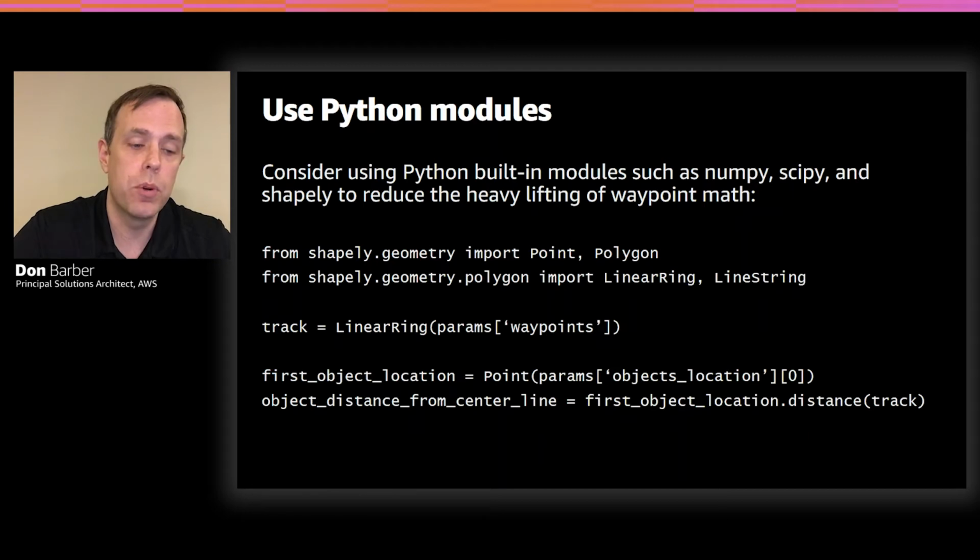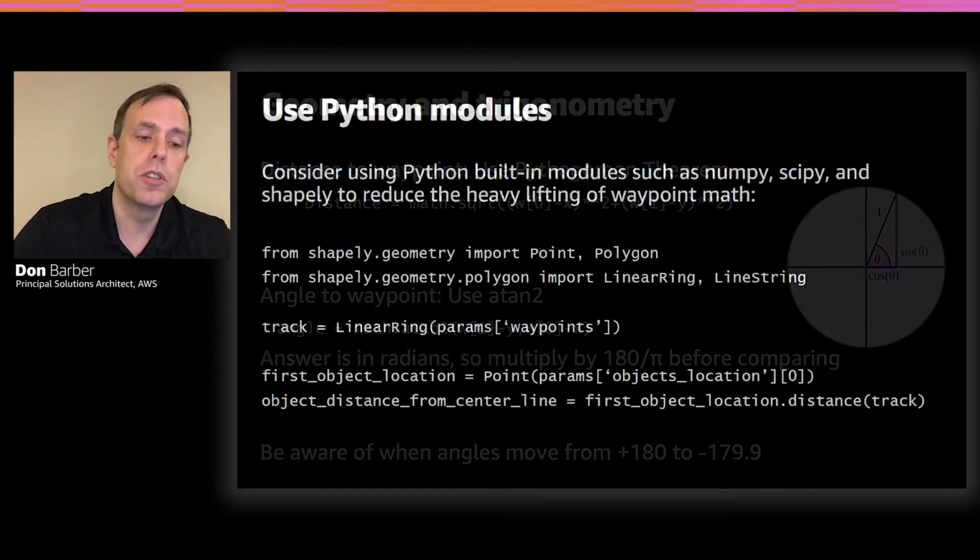So you can see in this example here that we're loading the waypoints into the Shapely LinearRing object. And using that, we can do some very simple calculations on things such as the distance from the center line of the waypoints to other objects. In this one here, we're taking the first object and calculating how far it is from that center line. If you weren't using these Python modules, you would literally have to loop over every single waypoint and do a bunch of geometry and trigonometry to figure that out. So take advantage of those because they're there and they're super helpful.